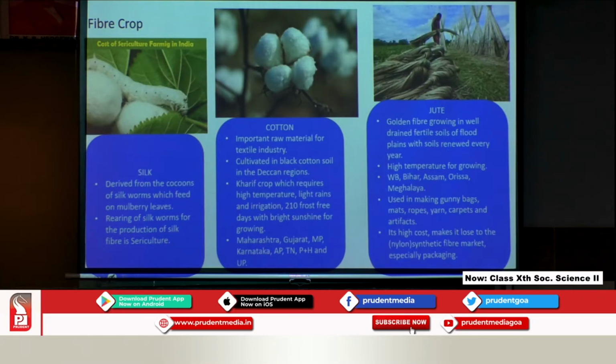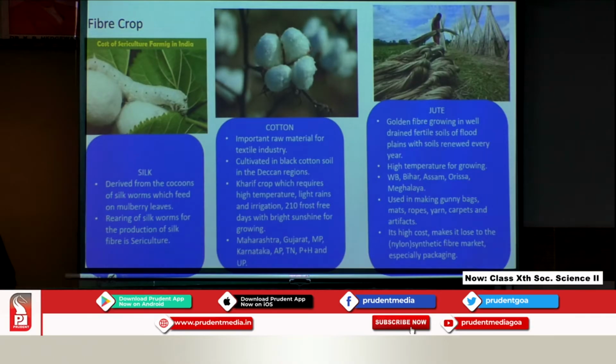The next fiber that we study is cotton. Cotton is an important raw material for the textile industry. And India has been growing cotton since time immemorial. And we see that this cotton we have learned how to utilize it to the best of our ability, and India stands a great amount in the manufacture and the production of cotton materials.